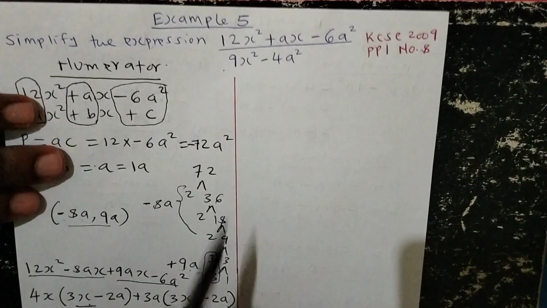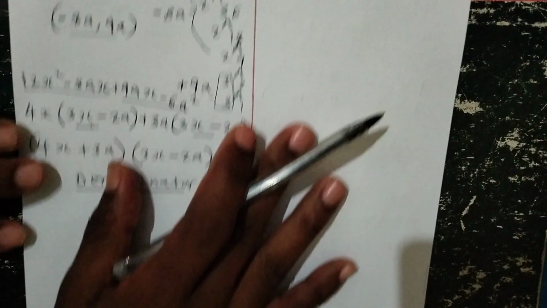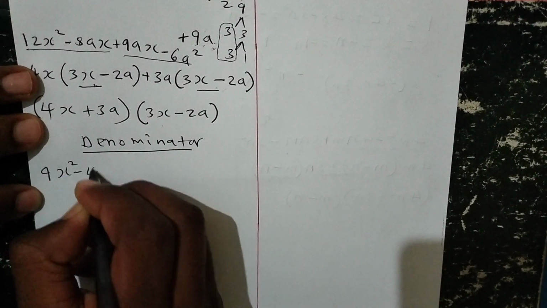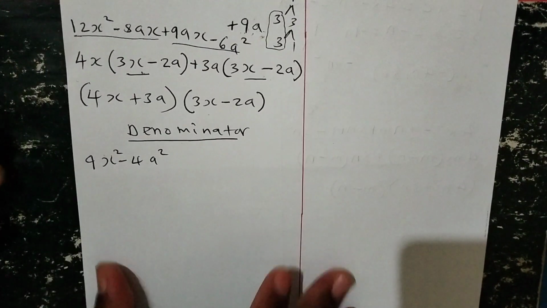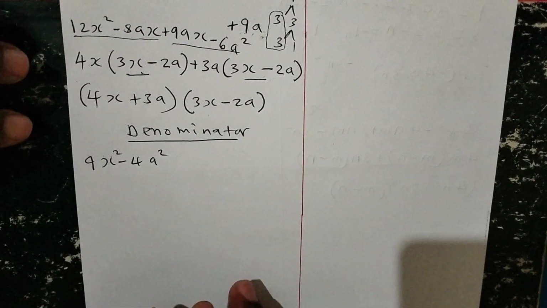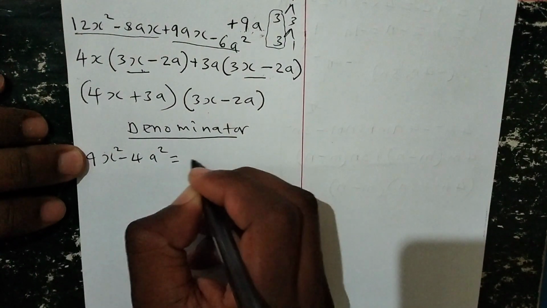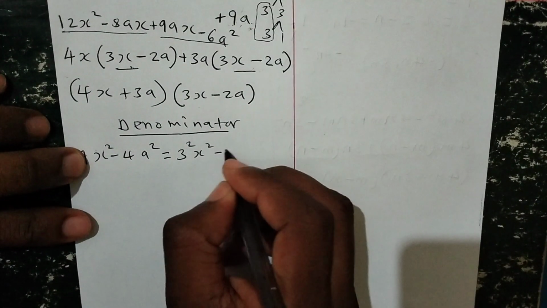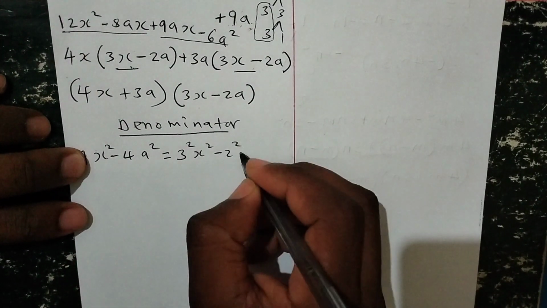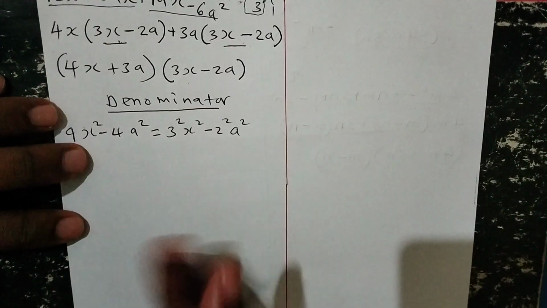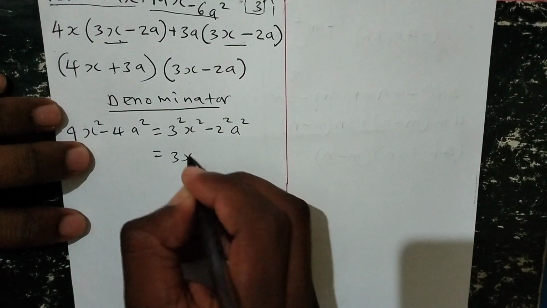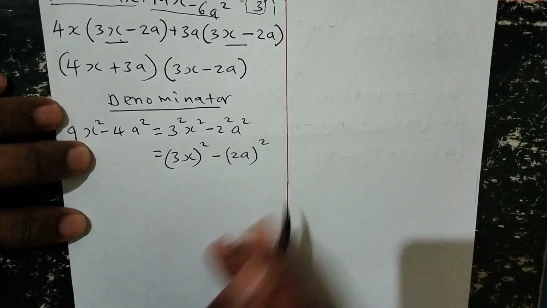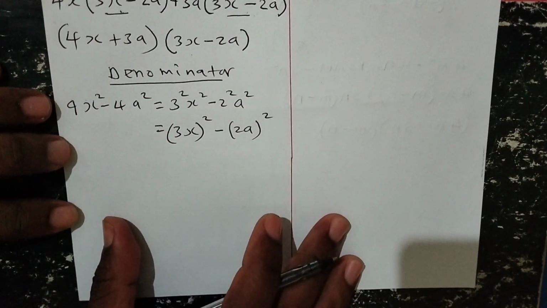So on the denominator, I'm given 9x squared minus 4a squared. So let me just rewrite it. 9x squared minus 4a squared. So if you look at these values, they can be taken into a difference of 2 squares. So 9 can be written as 3 squared, then x squared of course is x squared. 4 can be written as 2 squared, then a squared is, of course, a squared. So this is the same as saying 3x, I simply factor out the square, minus 2a, I also factor out the square.